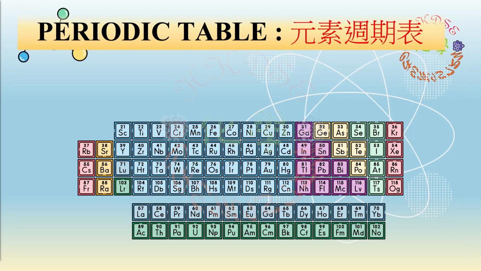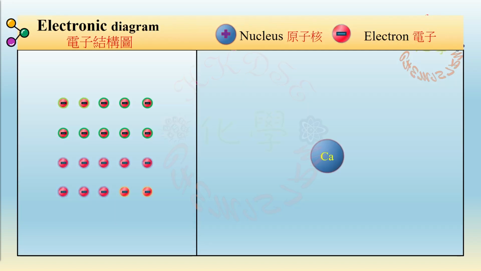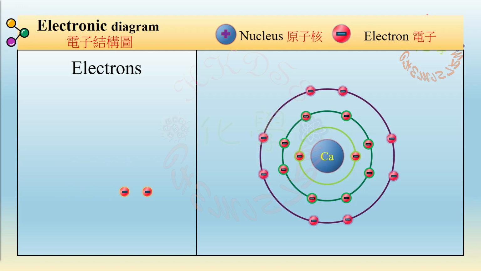At this level you only need to know the rules for the first 20 elements. There are 2 elements you need to pay attention to. They are potassium and calcium. The maximum numbers of electrons are as follows. The first shell can contain a maximum of 2 electrons. The second shell up to 8 electrons. The third shell also has a maximum of 8 electrons. And the last 2 electrons go into the fourth shell.